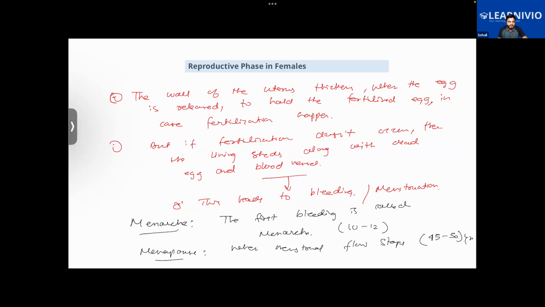Are they produced by the fallopian tube or the ovaries? They are produced by the ovary. Exactly, the ovary. And their secretions, the amount in which they will be secreted, is controlled by the master gland.